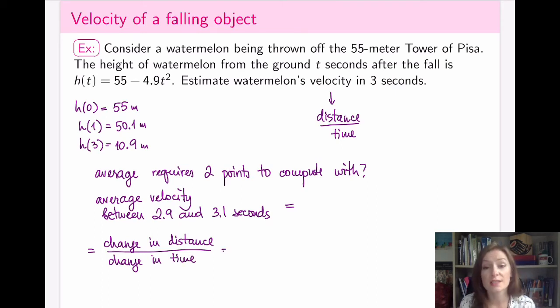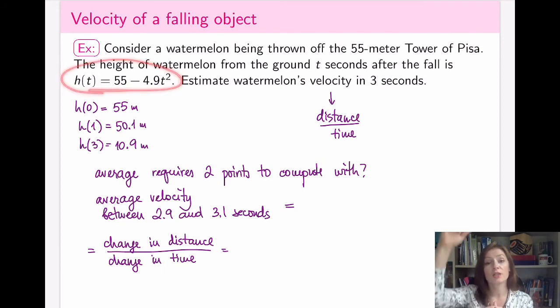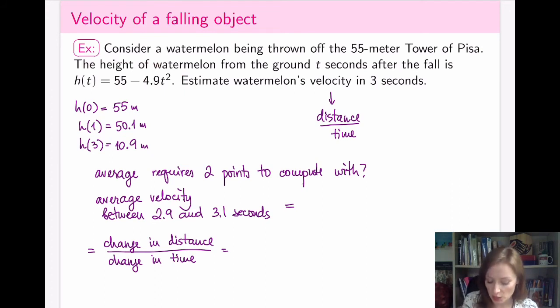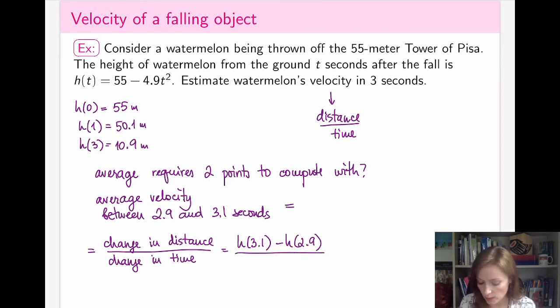And the change in distance here, I have my distance function. My distance is actually the height. So I need the change in height between these 2 points divided by the change in time. The change in height between 3.1 seconds is going to be the height at 3.1 seconds minus what the height was at 2.9 seconds, divided by the change in actual time that passed. So 3.1 seconds minus 2.9 seconds.